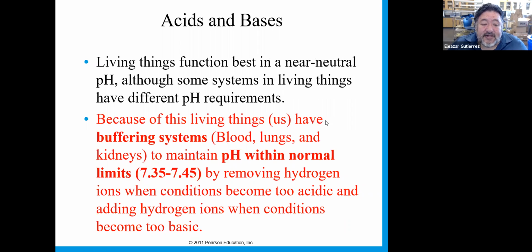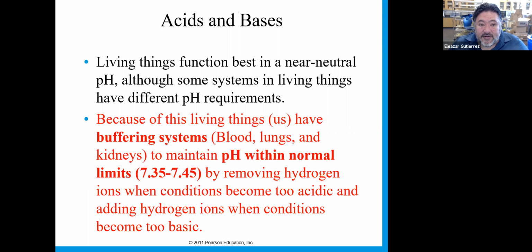So what does this mean? This means that we have to have a buffering system. And with us, the buffering system is the blood, lungs, and kidneys that helps us maintain this pH between 7.35 and 7.45. If you cannot keep the blood pH between these two, that individual is not going to be compatible with life for very long.